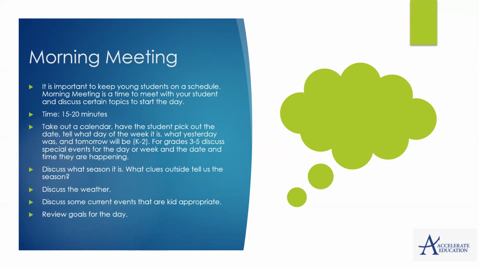In grades K through 2, you can talk about the calendar, days of the week, tomorrow, the next week. For grades 3 through 5, you can discuss special events for the day or things happening that week. Discuss what season, what clues outside tell us the season. Discuss the weather, discuss current events that are student appropriate, and review goals for the day.